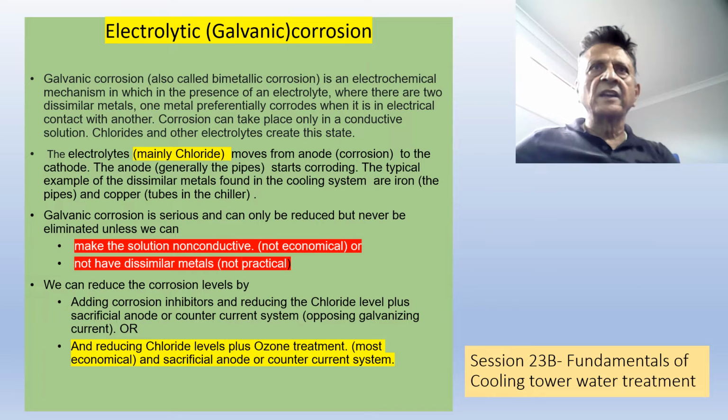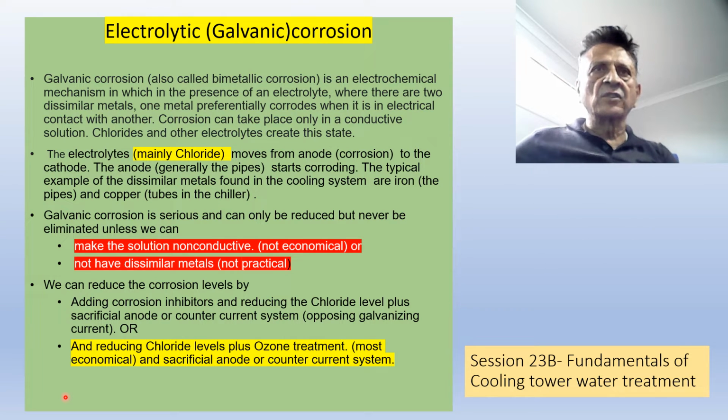The electrolytes, mainly chloride, move from the anode, which is the corrosive area, to the cathode. At the anode end, corrosion takes place. The anode is generally the pipes which start corroding. The typical example of dissimilar metals found in cooling systems are iron pipes or steel pipes that contain iron, and copper pipes, which are particularly essential in the chillers because copper is a good conductive metal.